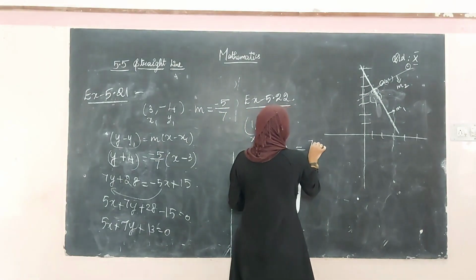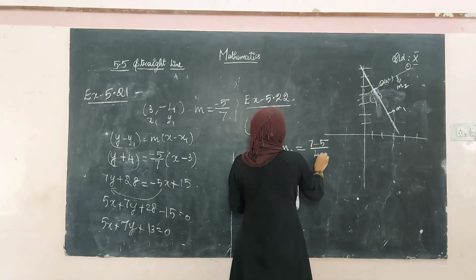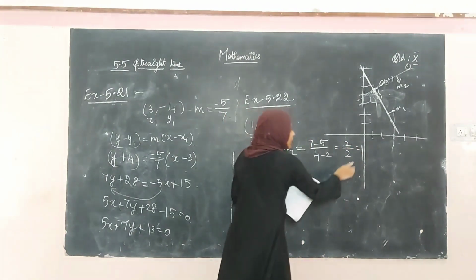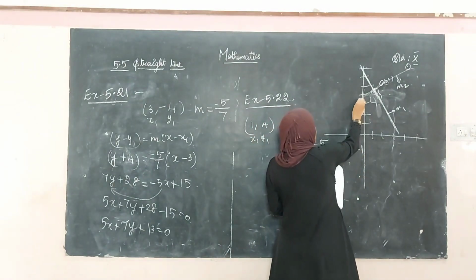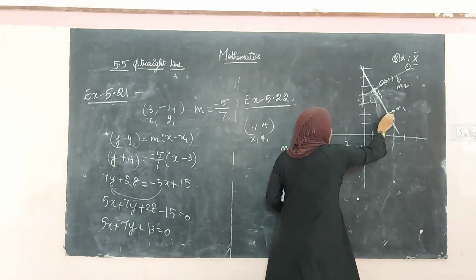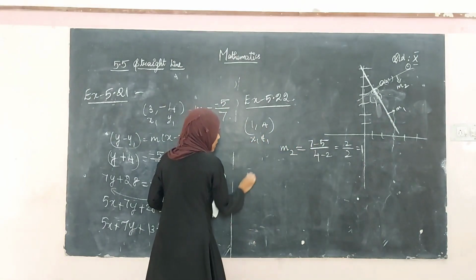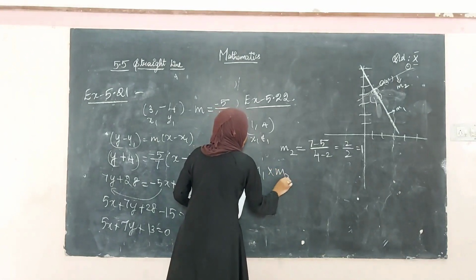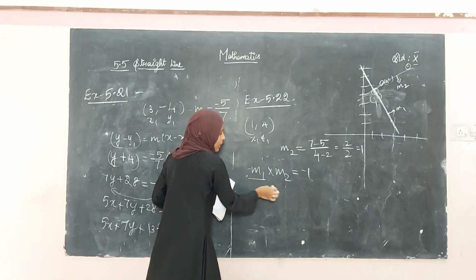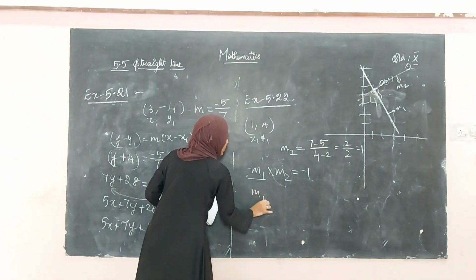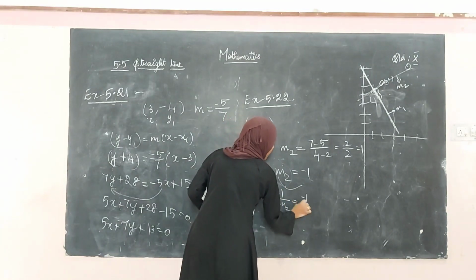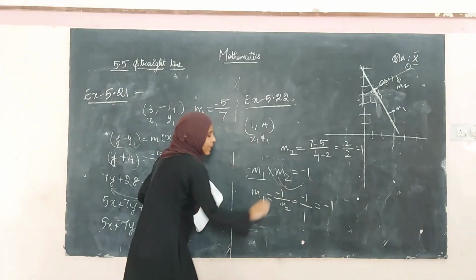Right, so 7 minus 5 divided by 4 minus 2 will be equal to 2 divided by 2, which is equal to 1. So what is the slope of this line? Slope m2 is 1, but we want to find the slope of this line which is perpendicular. So for perpendicular lines, we know the condition m1 into m2 equal to minus 1. Now we know the value of m2. So m1 is equal to minus 1 divided by m2. What's the value of m2? It is 1. So the value of m1 is minus 1.